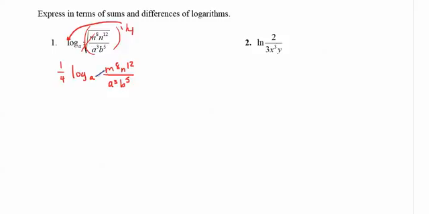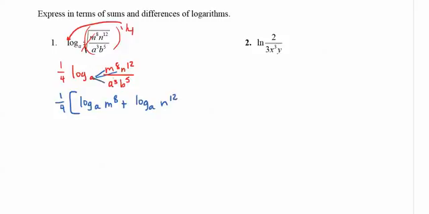So you always start on the numerator and split that up. Anything being multiplied on top is going to split up as addition. So I have 1/4 times log base a of m to the eighth plus log base a of n to the 12th.